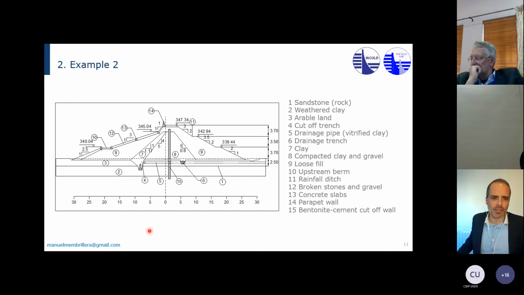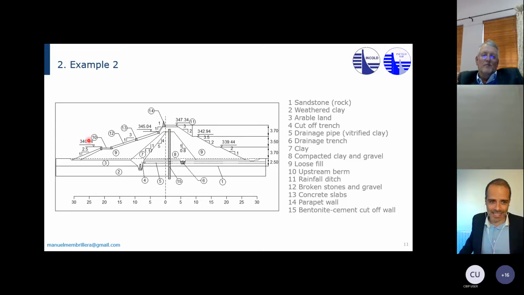This is the cross-section of the dam, a very old dam, more than 100 years old. The dam was built in the early 1900s, and you can see it's got some compacted clay and gravel here. This is clay, and then it has like a parapet wall. This is a cut-off wall, a bentonite cut-off wall that was built in the early 90s.